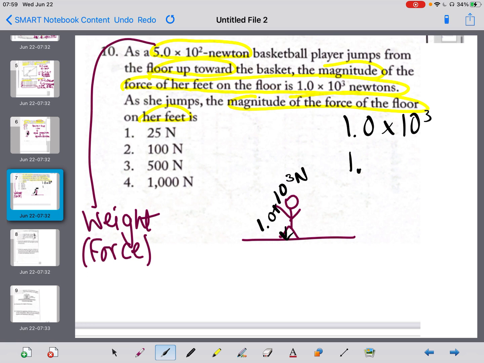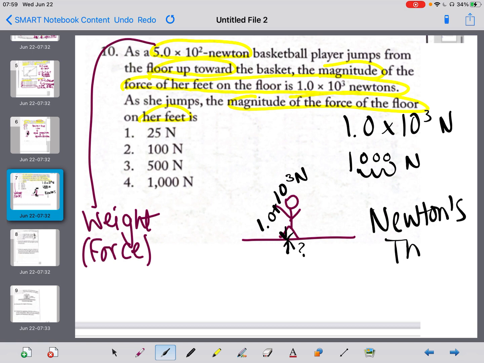I just go 1, 2, 3. So that's really 1,000 newtons. Okay? They're saying that she exerted 1,000 newtons on the floor to push herself up. So they're saying, well, how much is the floor exerting back on her feet? Again, Newton's third law, okay? Equal and opposite. So same amount of force, just in the opposite direction.